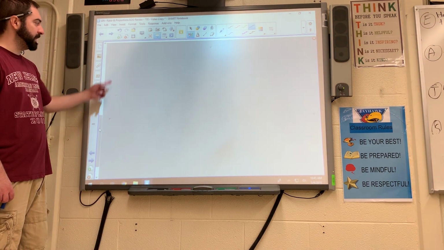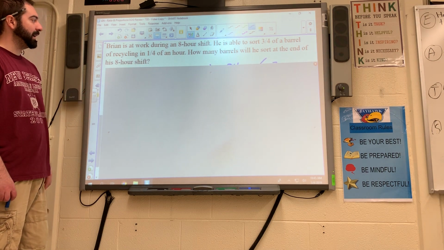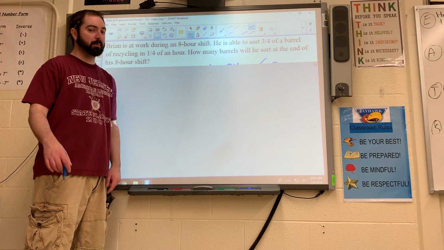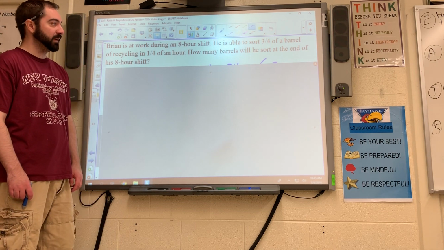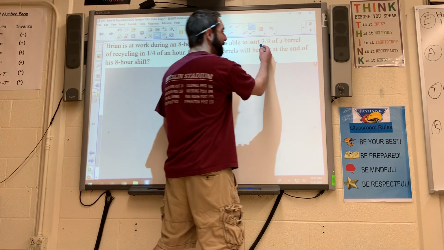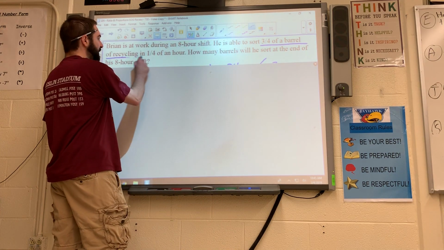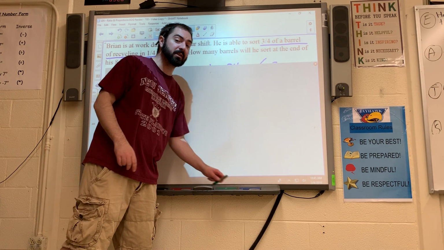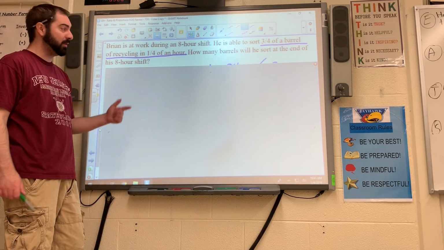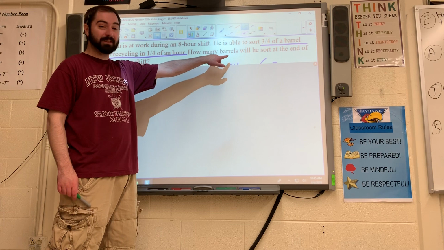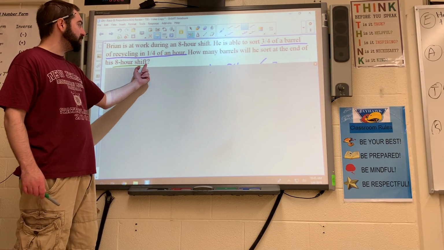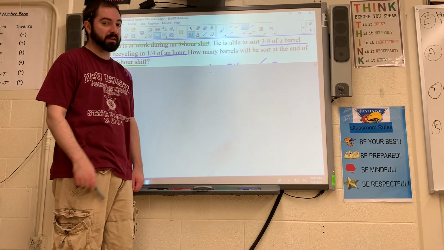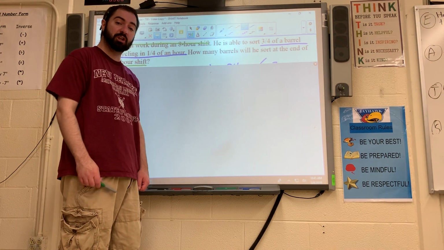And last one from this slide. Brian is working during an 8-hour shift, period. Okay, I only see one number, so I'm going to keep reading to see what else information I'm given. He's able to sort 3/4 of a barrel of recycling, 1/4 of an hour. 2 numbers, same sentence, and my units are different. So boom, right there, a ticket and a ratio. How many barrels? I don't know. Could he do it in an 8-hour shift? Again, these are the same 8 hours. I'm not using it twice because they're just repeating information.